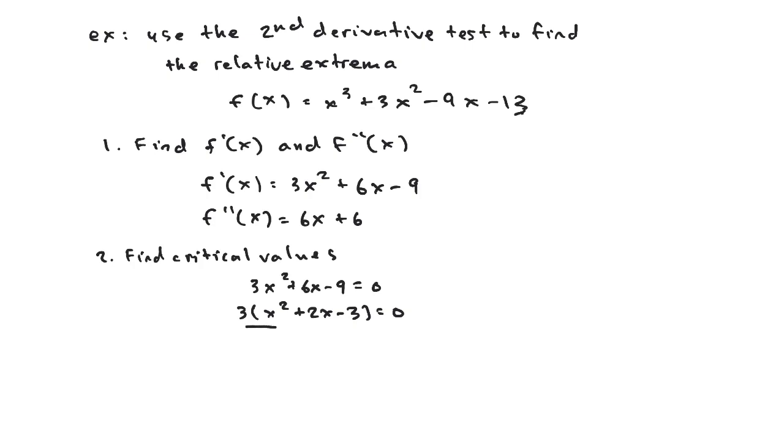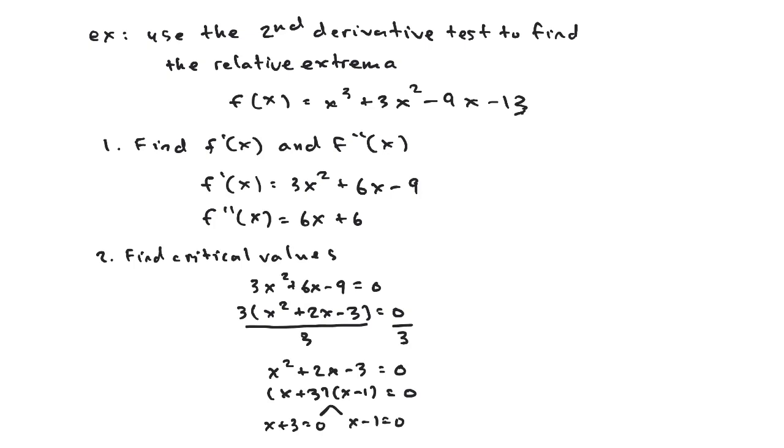And then I'm going to divide both sides by 3. And that's x squared plus 2x minus 3 equals 0. And then I can factor this quite easily. This ends up becoming x plus 3 times x minus 1 equals 0. And using this thing called the zero product property, I have x plus 3 equals 0, or x minus 1 equals 0, so x equals minus 3, or x equals 1. So these here are my critical values.